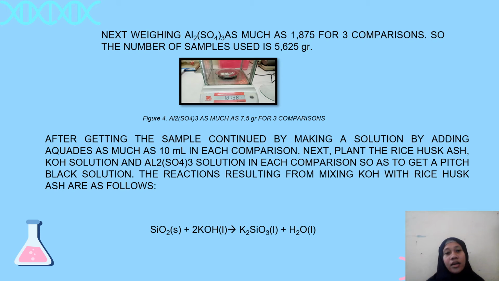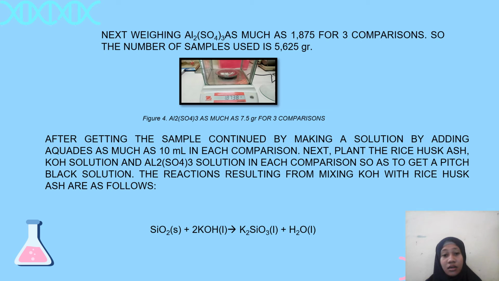Next, weigh Al2(SO4)3 as much as 1.875 grams for 3 comparisons, so the total amount of sample used is 5.625 grams. After getting the sample, make a solution by adding water as much as 10 ml in each comparison. Next, blend the rice husk ash, KOH solution, and Al2(SO4)3 solution in each comparison so as to get a pitch black solution.